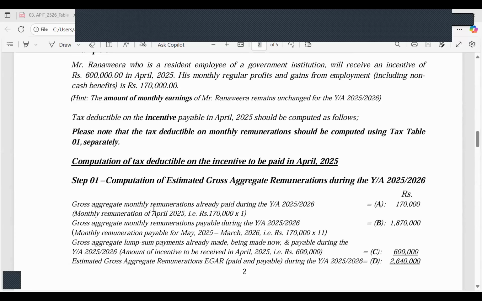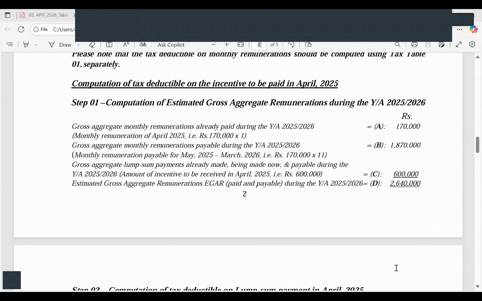First one is monthly remuneration already received. So already received means now we are considering the month of April. So for that up to the month of April we have only 1 month period. So already paid only 1 month, payable for balance 11 months period. Then for the gross lump sum that will receive in April, it is 600,000. So this is the total amount that can be received for that year of assessment, 2.6 million.